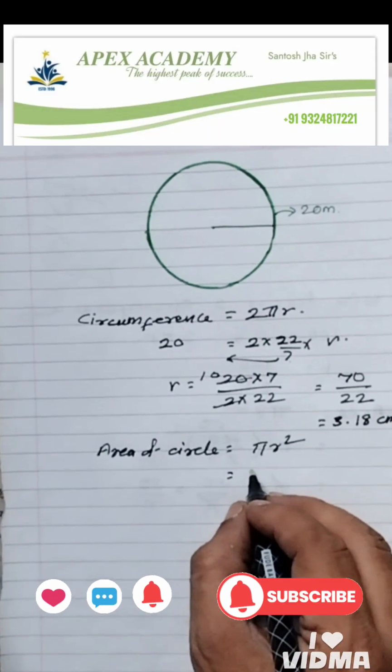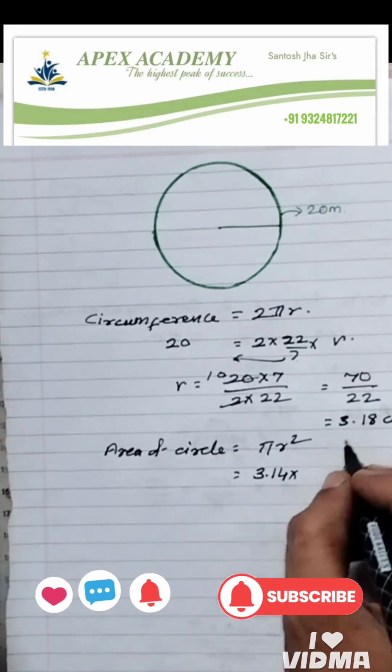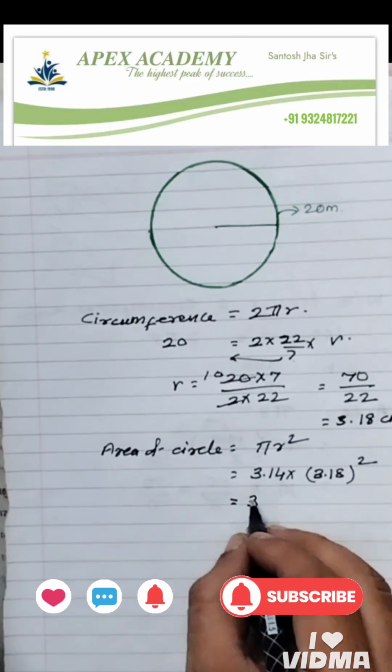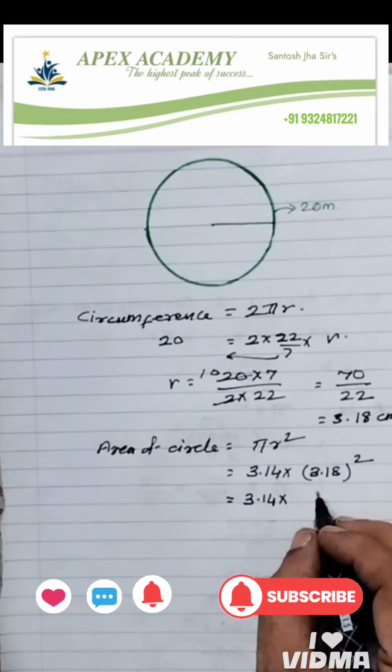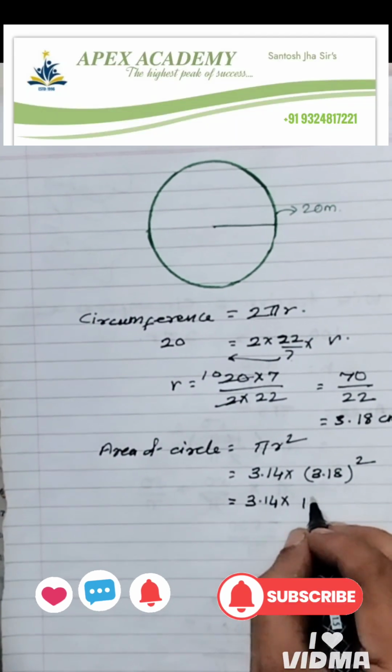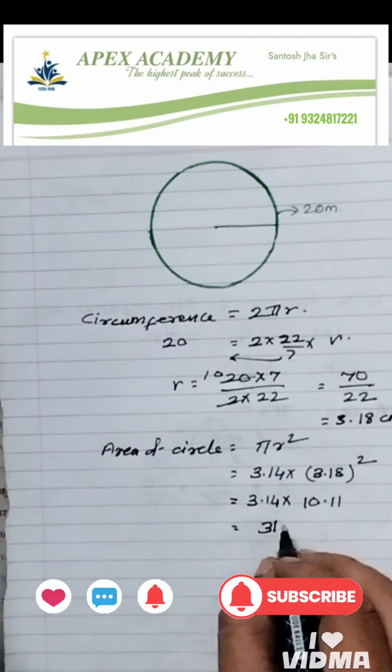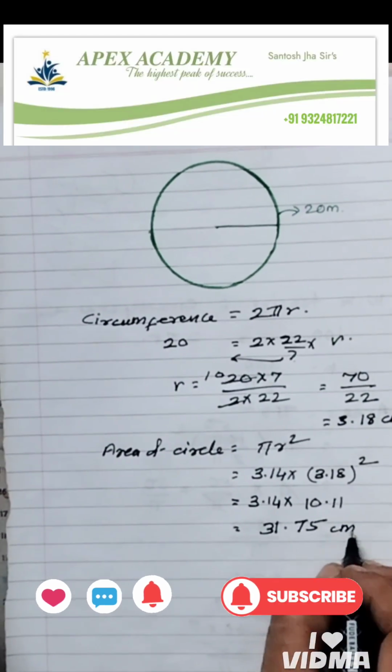So we'll substitute the values. Pi we will take as 3.14. Radius we already found, that is 3.18. We have to square it. So 3.14 into the square of 3.18, which is 10.11. And when we multiply this, we'll get 31.75 cm square.